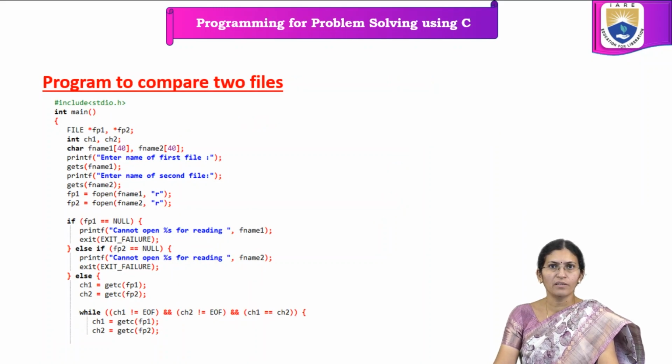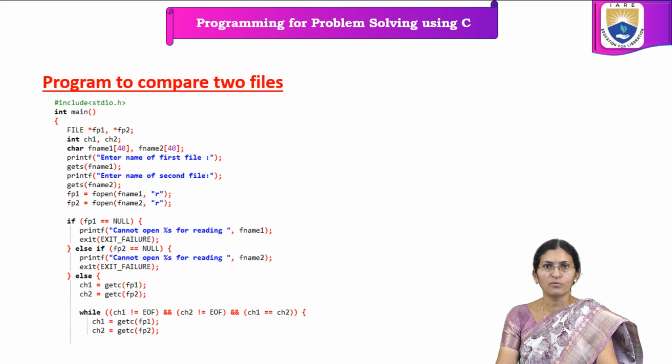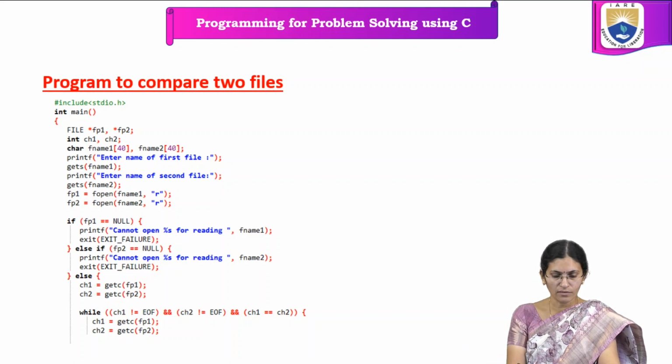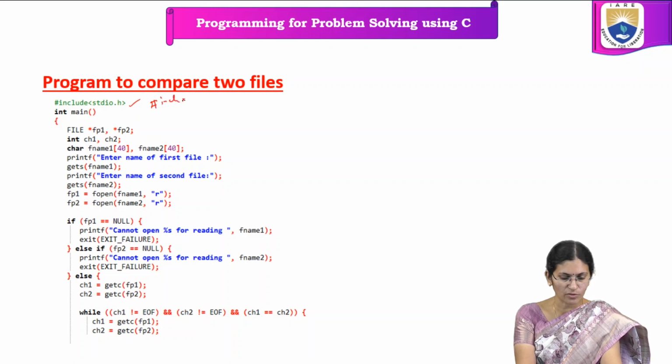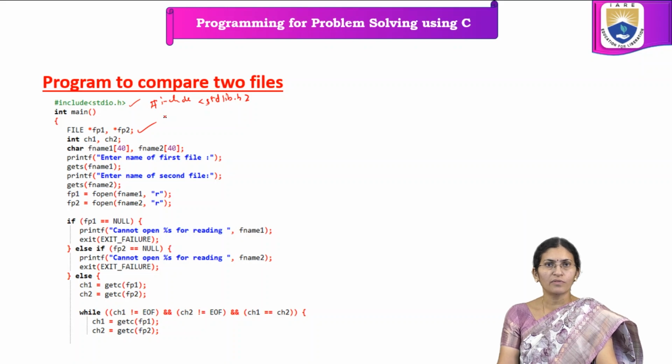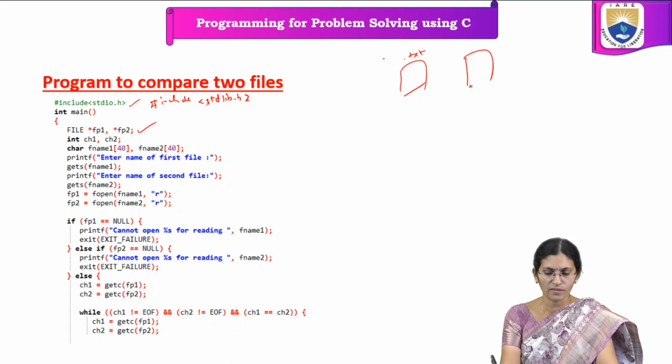The next program is to compare two files. This program will compare two files, whether the content of the two files is similar or not. Let us see how we can write this program. First, here also you need to write the statement #include stdlib.h header file. Here we need to declare two file pointers because we need to compare two files. Suppose this is the first one, this is the second one. So we require two file pointers. Suppose we have fp1 and fp2.